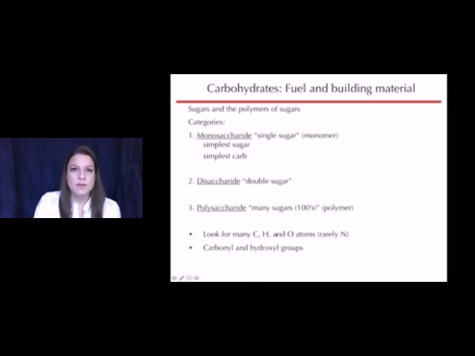We have three different categories of carbohydrates we'll talk about. There are the single sugars, so they're a single ring. We call them monosaccharides, mono meaning one, saccharide meaning sugar. And they're the monomers of carbohydrates. Then you can take two of those monomers and covalently bond them together and you make a disaccharide, di meaning two, saccharide, sugar. So it's a double sugar.